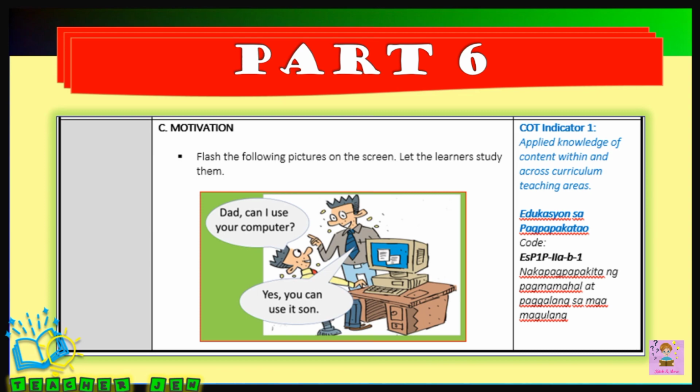Here, I have integrated the values of ESP or Edukasyon sa Pagpapakatao, specifically focusing on demonstrating love and respect for parents. Through a visual prompt depicting a child asking his dad to use his computer, I can incorporate ESP by emphasizing the significance of seeking permission from parents before using their belongings. This serves as an opportunity to remind learners about the importance of respecting and honoring their parents' property, fostering a deeper understanding of filial respect and gratitude.